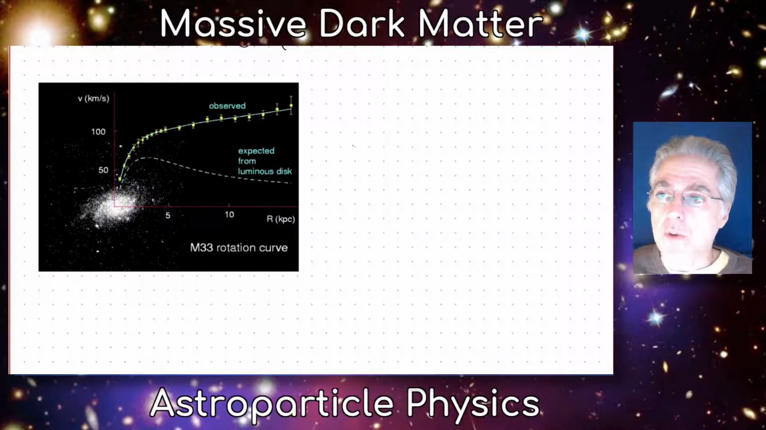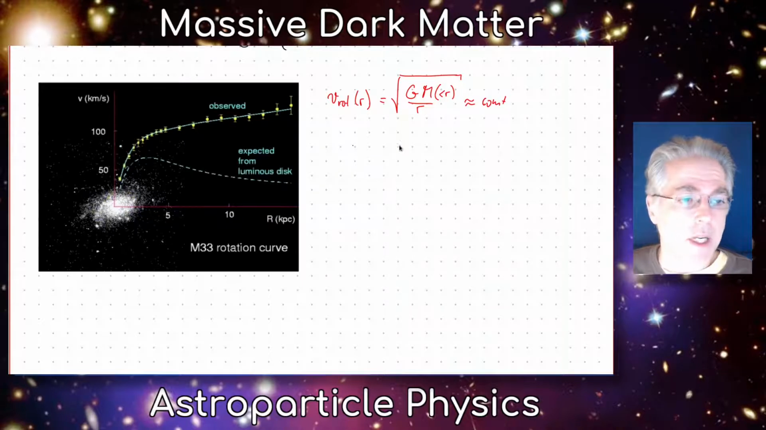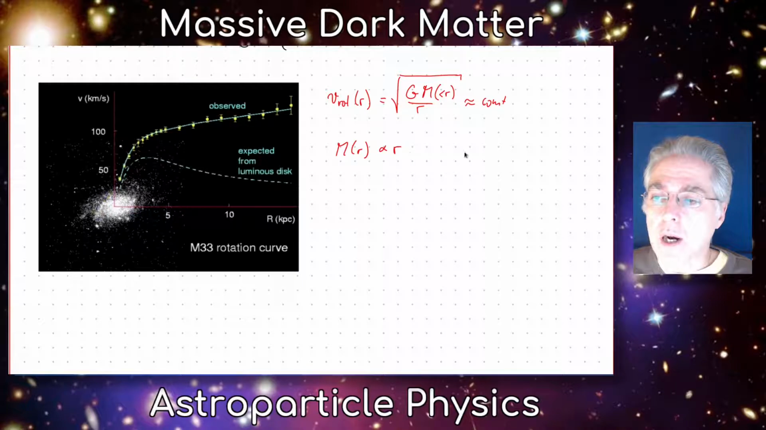And so if you just do the math behind this, you would get that the rotational velocity as a function of r, if you just have a completely spherically symmetric mass distribution, would be given by the square root, in a very simple-minded way, calculated just by balancing the forces, for example, of GM over r, where M is the mass within the radius r. And if this is constant, what does that mean for the density that you need? That means that M of r needs to be proportional to r.